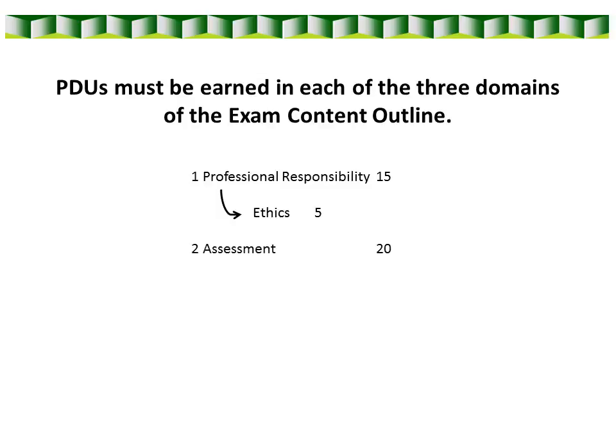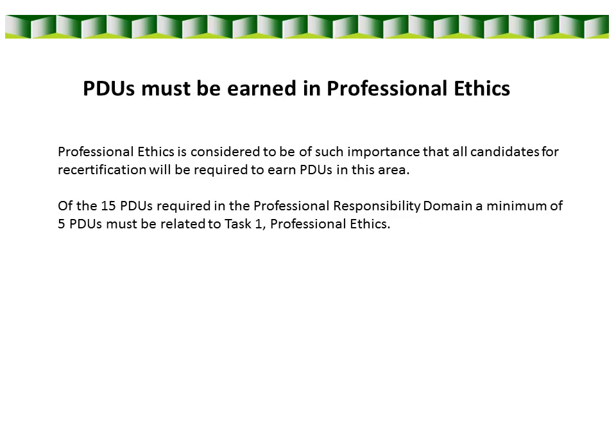For Domain 2, Assessment, 20 PDUs are required. And for Domain 3, Intervention, a minimum of 15 PDUs is required. That leaves 10 PDUs that are left to the discretion of the CCLS. As I said, a minimum of 5 PDUs must be related to ethics. This is the first task in the professional responsibility domain. Again, 15 PDUs must come from this domain. Within that 15, at least 5 must be related to professional ethics.